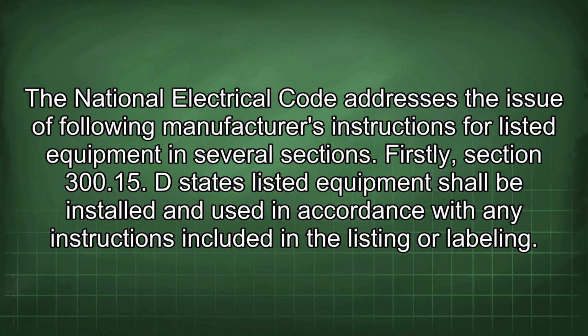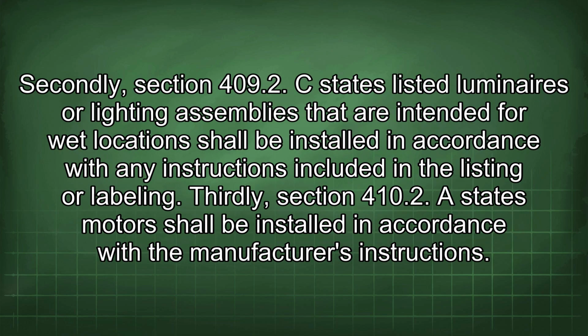The National Electrical Code addresses the issue of following manufacturer's instructions for listed equipment in several sections. Firstly, Section 300.15 states listed equipment shall be installed and used in accordance with any instructions included in a listing or labeling. Secondly, Section 409.2(C) states listed luminaires or lighting assemblies that are intended for wet locations shall be installed in accordance with any instructions included in the listing or labeling.